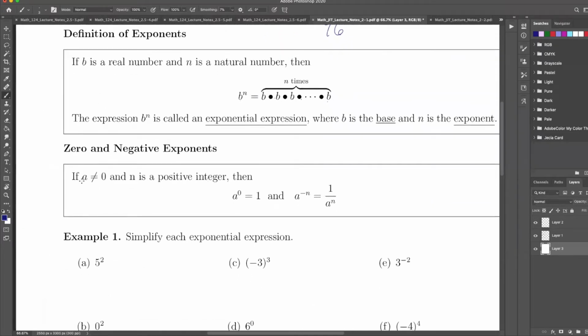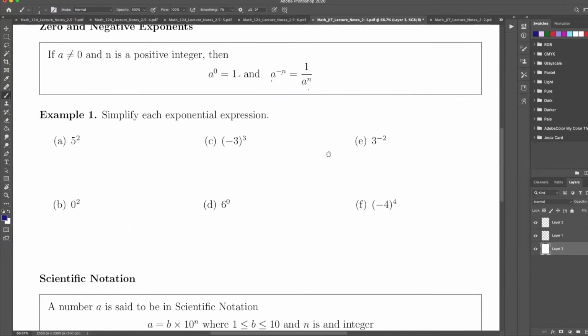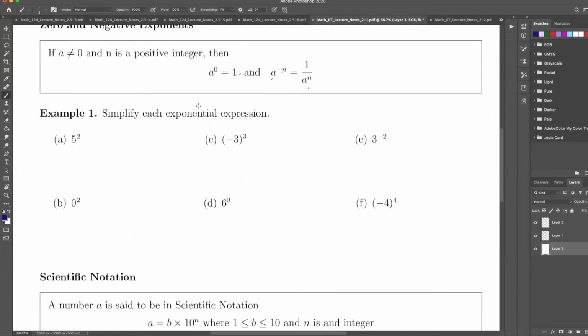Notice we have these properties, as long as my a is not equal to 0. I guess I should have just left it as b. So anything to the 0 power is 1, except for 0. 0 to the 0 power is undefined, and we're just going to call that undefined and never deal with it in this class. a to a negative power is 1 over a to that power. So we're going to want to simplify a couple of these expressions. Let's go ahead and do it.